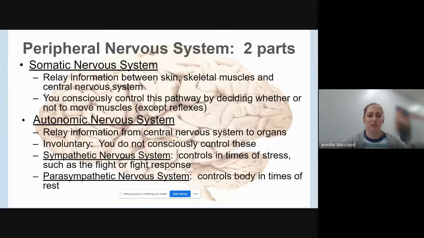The autonomic nervous system, this is a little bit what I just talked about with your hand on the stove. It relays information from the central nervous system to organs. That's part of it too, but this is more like the involuntary stuff. So like you breathing every single day is part of your autonomic nervous system. You don't really have control over it. And within that, there's the sympathetic nervous system, which controls in times of stress, such as the fight or flight response. And then the parasympathetic nervous system, which controls in times of rest. So that is when you're just sitting there every day.